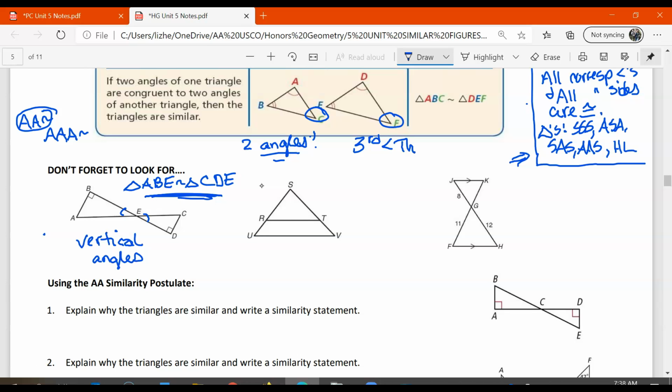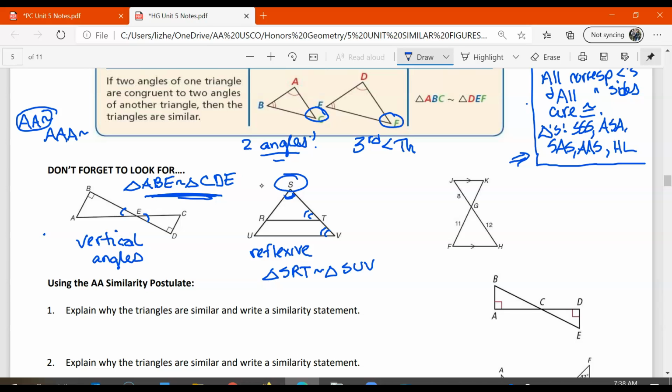All right, next one. Don't forget reflexive. So this angle here is a part of both triangles. In order to say these two triangles are similar, though, I would need another set of angles. So let's say it's marked like that. Angle S is similar to itself, and angle S is in both triangles. So therefore, my similarity statement with these markings would be triangle SRT is similar to triangle SUV.